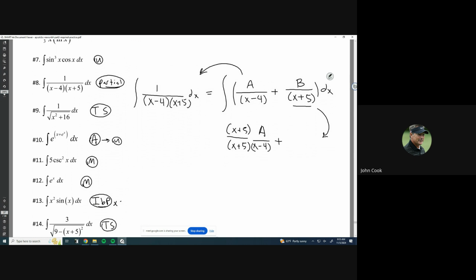And then you'd multiply this denominator and the other fraction. So you'd have B over x plus 5 times x minus 4 over x minus 4. Because if you do that, then you have this common denominator now, right? And you can combine the fractions together into one. So it looks something like this: A times x plus 5 plus B times x minus 4 over the common denominator, which is x minus 4 times x plus 5.